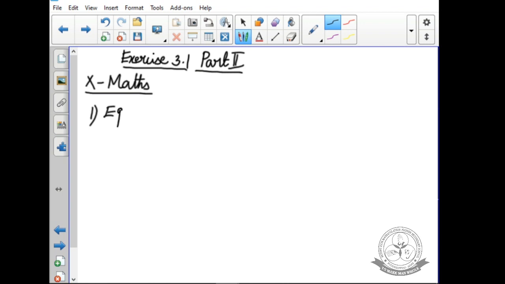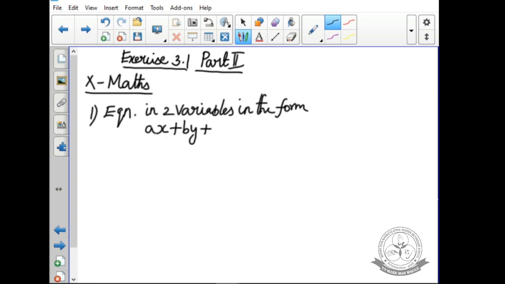Equation in two variables, linear equations, we are known as quadratic equation, like that. Equation in two variables is in the form ax plus by plus c equal to 0 or equal to c. a is the coefficient of x, b is the coefficient of y, c is the constant term. The graph of this equation is a straight line.